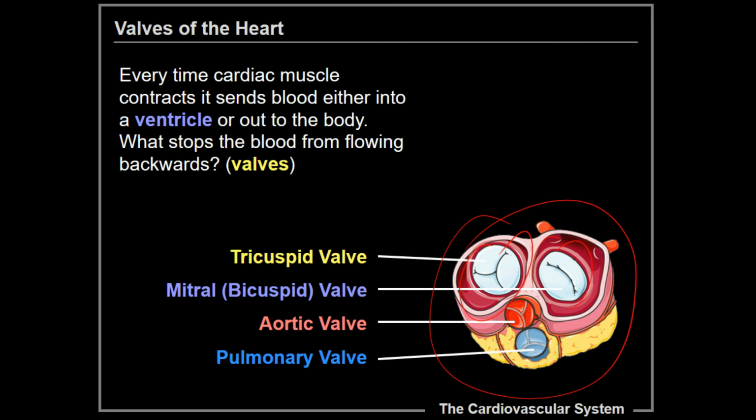On the right-hand side, we have the tricuspid valve, because you can see it has 1, 2, 3 cusps or flaps. So it's called the tricuspid valve. And then the valve between the left atrium and the left ventricle is known as the bicuspid valve, because it has 1, 2 cusps or flaps.